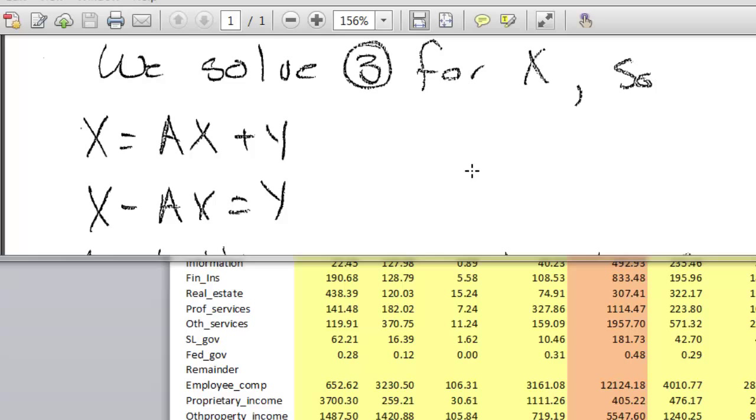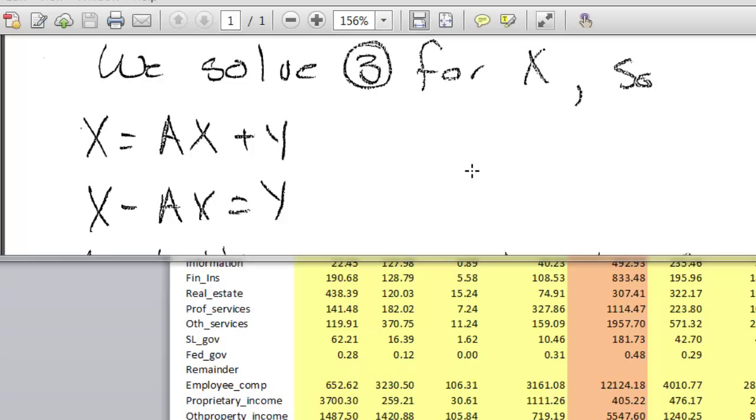And again, we have x equals A of x plus y. Now we're going to have to get our terms separated out. And so we can get y by itself by subtracting A of x from both sides. So I get x minus A of x equals y.